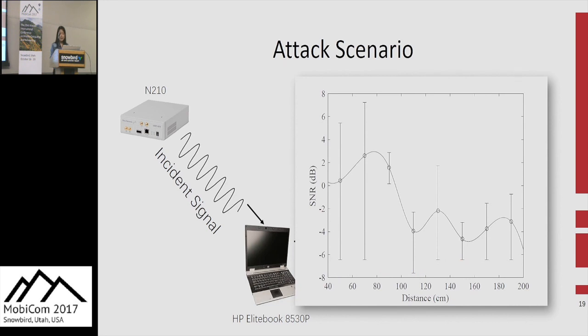Here we show the relationship between SNR and the distance. We can see that with the increasing distance, the SNR is generally decreasing. However, there are some small fluctuations. We can see that the effective communication distance is about 2 meters. As I mentioned before, the Intel 5300 model has the smallest impedance change, so we believe that if the victim is using other Wi-Fi NICs, the communication distance can be larger than this value.